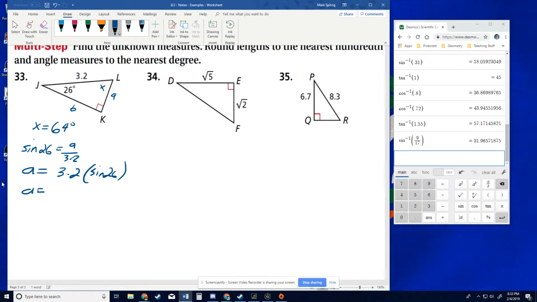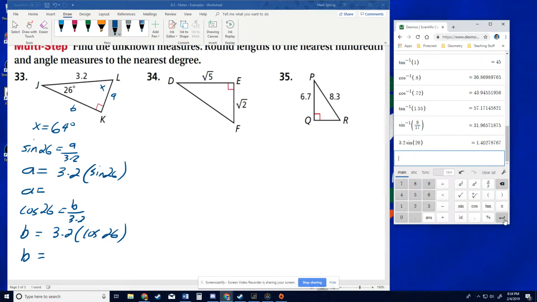And then b is going to be adjacent over the hypotenuse. So cosine of 26 equals the adjacent over the hypotenuse. So b is just going to be 3.2 times cosine 26. We'll get those answers now: 3.2 sine 26, and 3.2 cosine 26. For a we get 1.40, and for b we get 2.88.